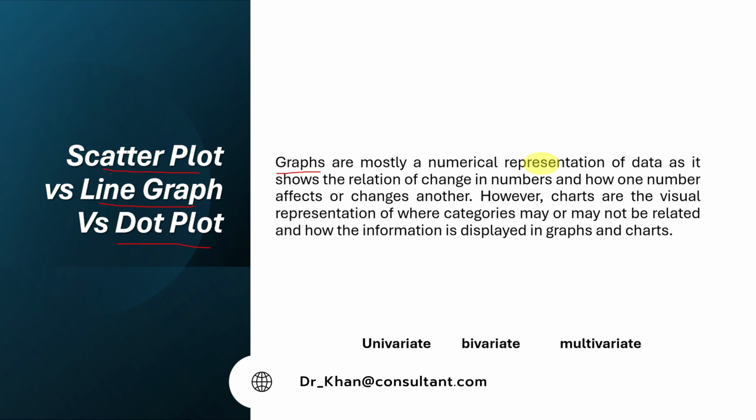Graphs are mostly a numerical representation of the data, as they show the relation of change in numbers and how one number affects or changes another. However, charts are the visual representation of where categories may or may not be related, and how the information is displayed in graphs and charts. That can be in univariate, bivariate, or multivariate format.